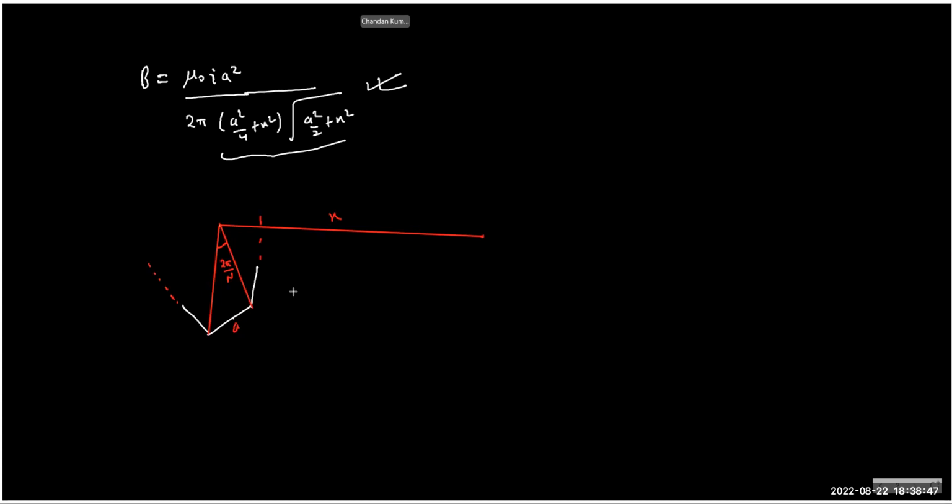So we can join the center of this wire to this point, correct? And at this point it will be, if the current is I, so the B will be like this, correct? Yes, sir. You can say B1, this is theta.